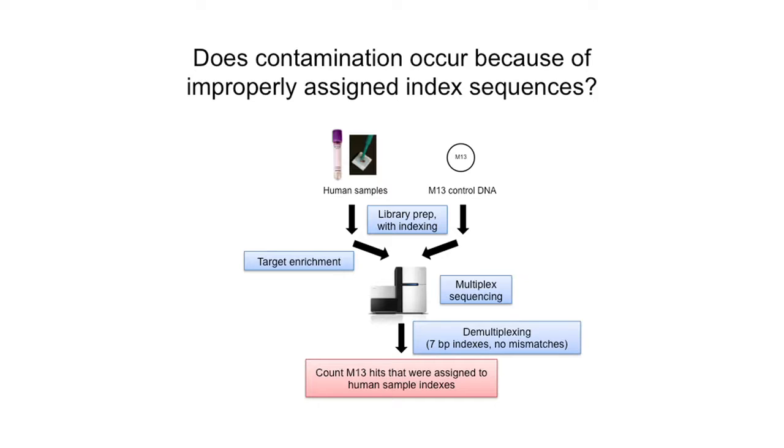You thought it was from index 1, but it really was from index 2. So we did a little experiment where we took some human samples, and this was with our clinical assay. And for these, we actually spiked in M13 DNA, made libraries from it, and pooled it on the sequencer along with target-enriched samples from clinical specimens, and sequenced them together in multiplex, and then demultiplexed using our standard demultiplexing method, and then essentially just counted the M13 hits that were in the human samples.